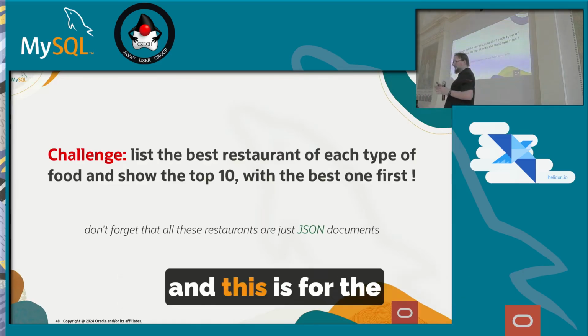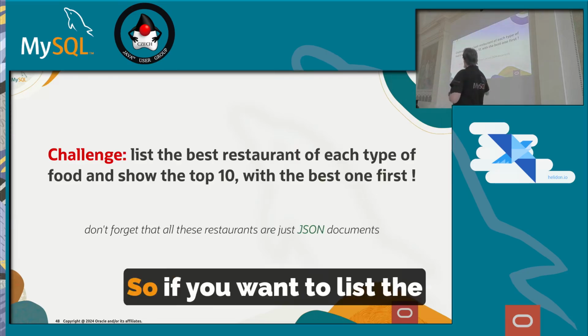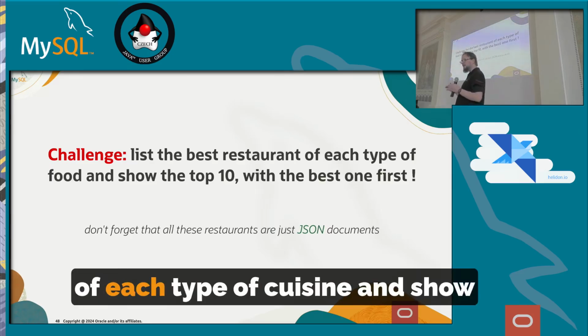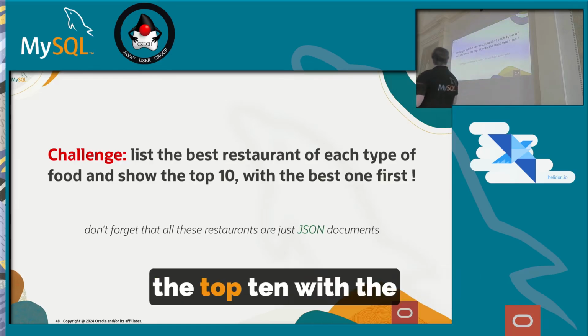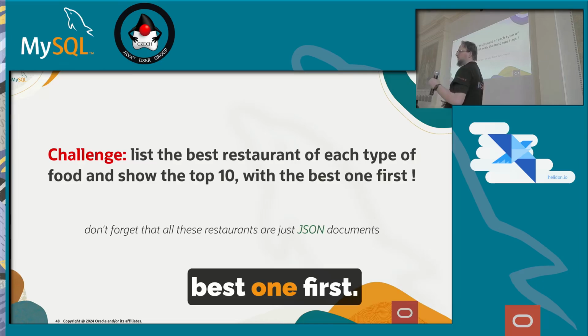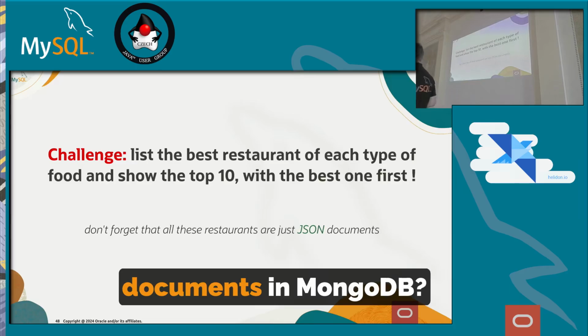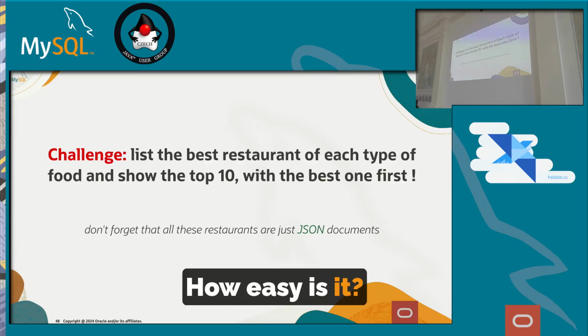This is for the MongoDB users. If you want to list the best restaurants of each type of cuisine, and show the top 10 with the best one first, how do you do that on 25,000 documents in MongoDB? How easy is it?